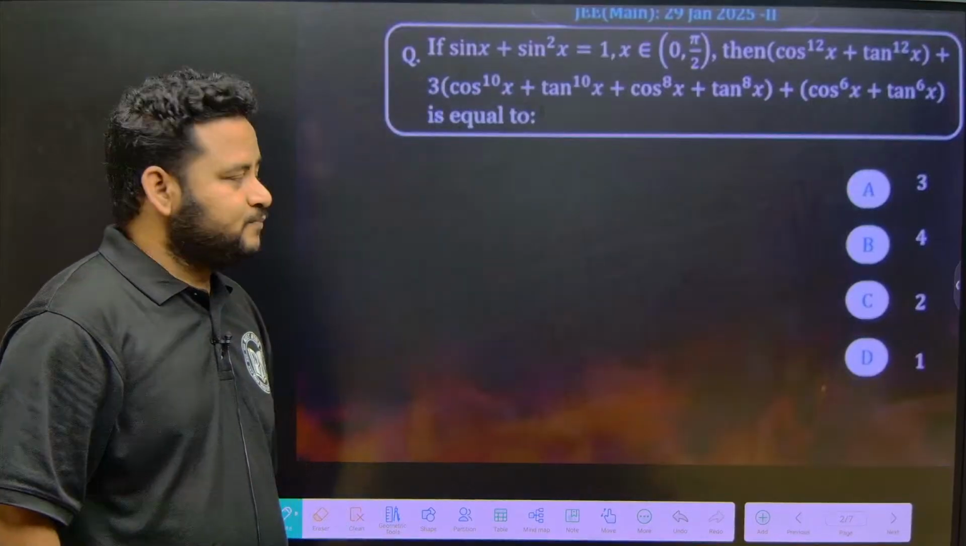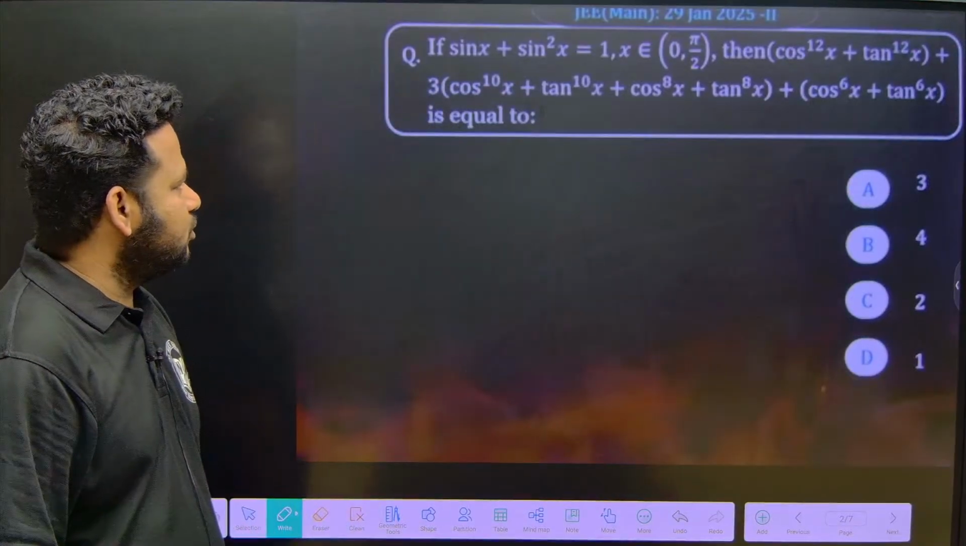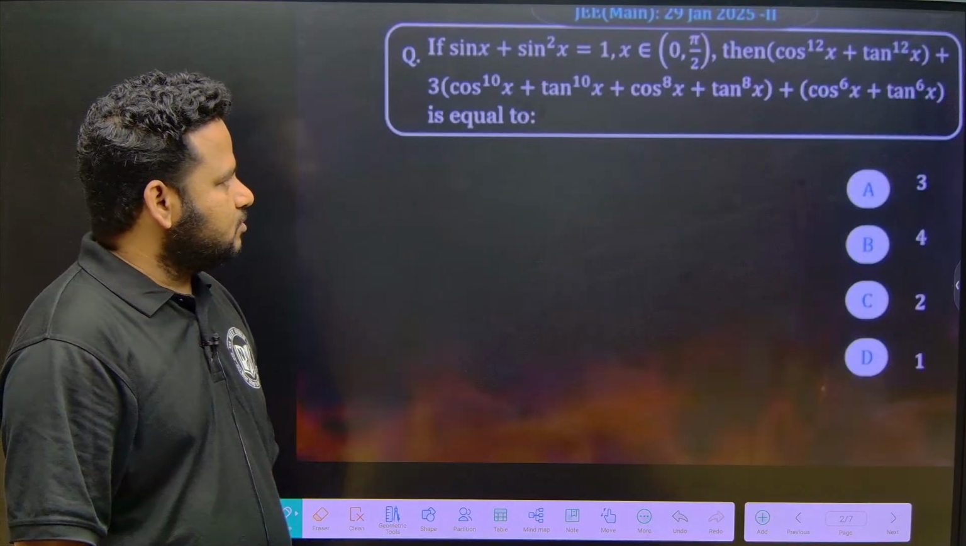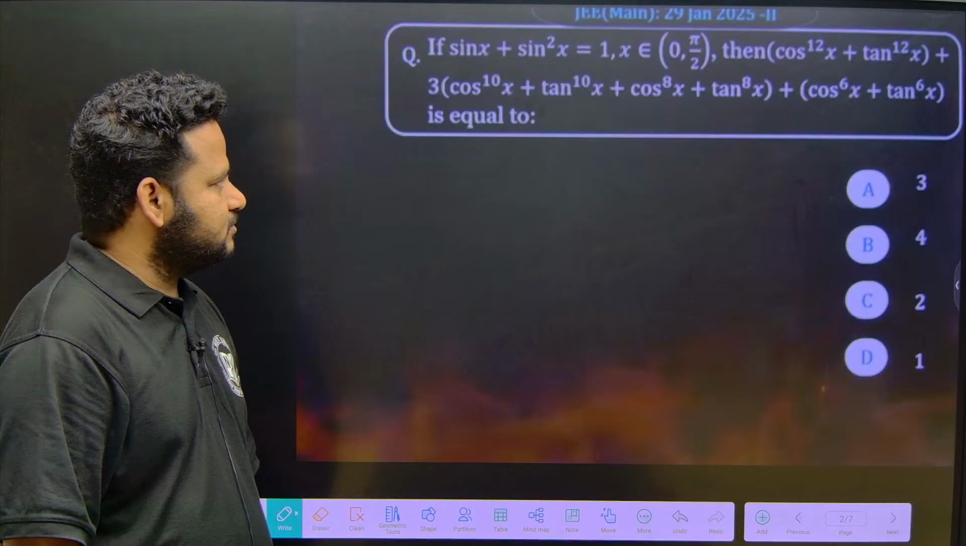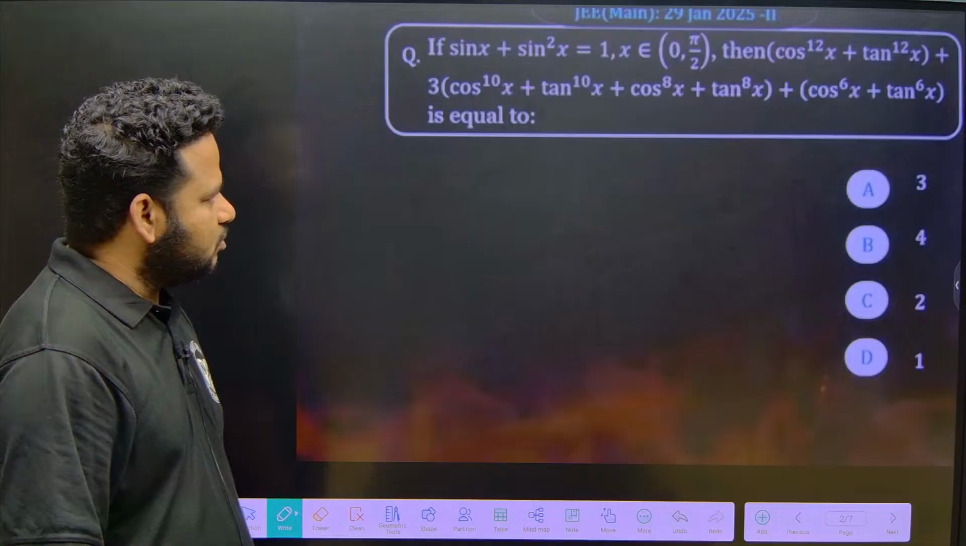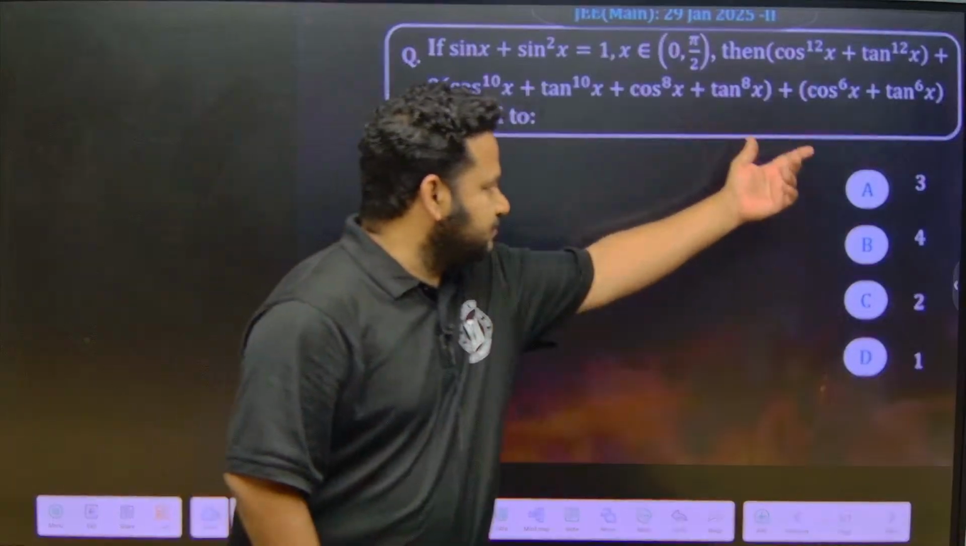What they have given: if sin x plus sin square x is equal to 1, where x belongs to the open interval 0 comma pi by 2, then cos power 12 x plus tan power 12 x, and so on, 3 into something plus cos into plus, this is what they have given.